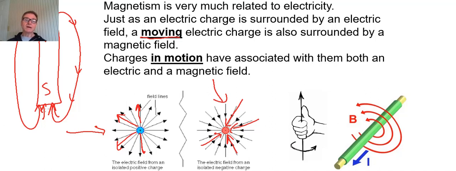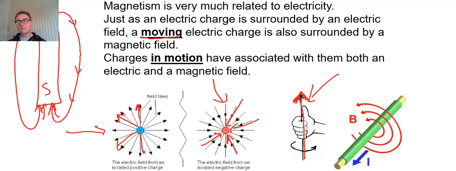Now, electric charges that are in motion will have both an electric field around them, and they're going to have a magnetic field. If we look at this picture over here, let's see here. We have a wire, say, and it is going from the bottom of the page to the top of the page. And let's say that that wire has a current running through it in the direction of the arrow. So we have a moving electric charge that is going from the bottom of the page to the top of the page.